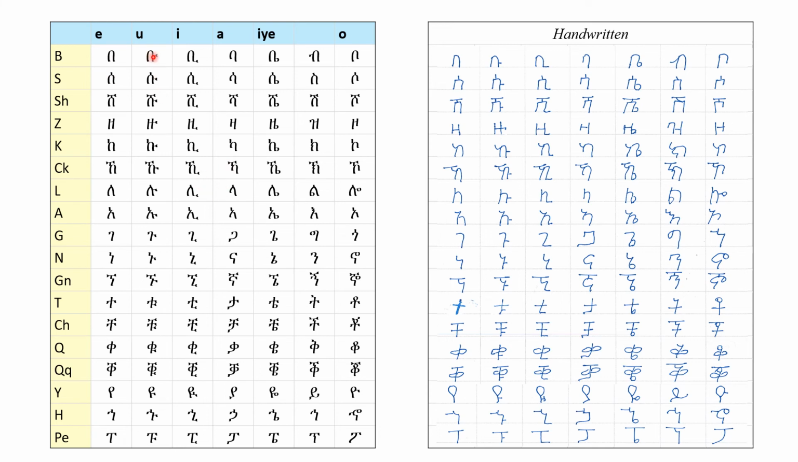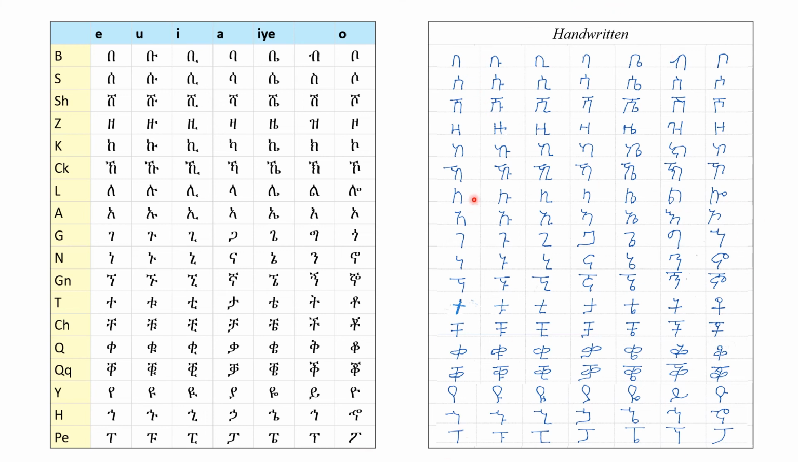Here are the letters we already can read. Be, se, she, ze, ke, he, le, a, ge, ne, nye, te, che, ke, ke, ye, ha, pe. Ye, yu, yi, ya, ye, yo. Ha, hu, hi, ha, he, ho. Pe, pu, pi, pa, pie, pe, po.